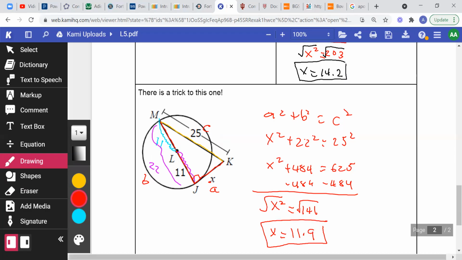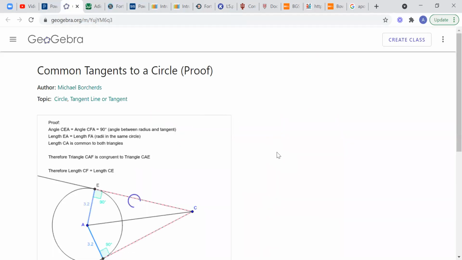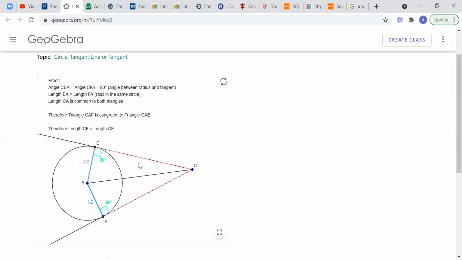Thank you so much. So these are the things to do today. If you check the GeoGebra very well, you're going to see common tangent to a circle. CE here, see the tangent lines. We have CE, which is a tangent line. And then what do you see? Here we have a radius AE. And what do you see in between them? 90 degrees.